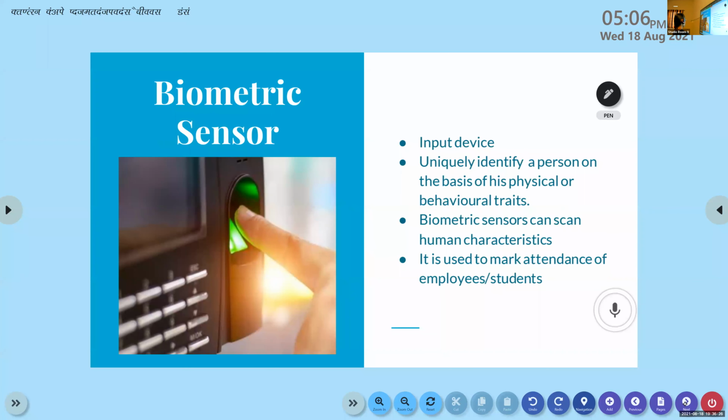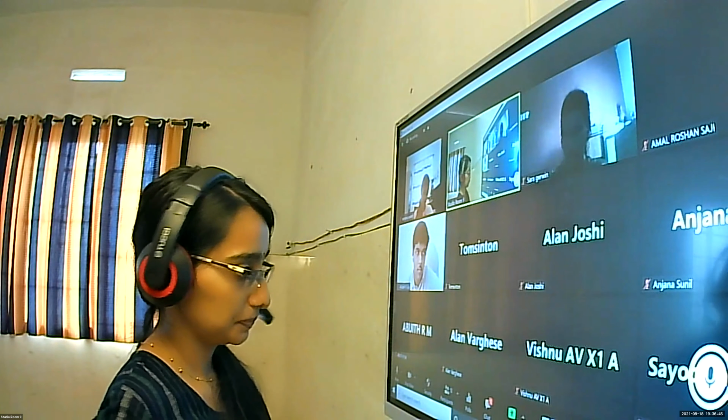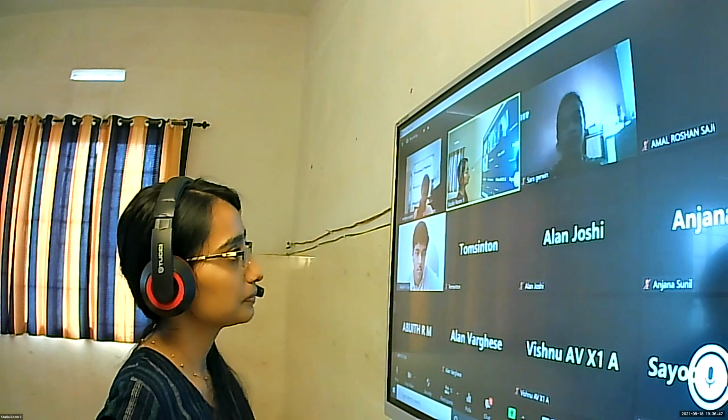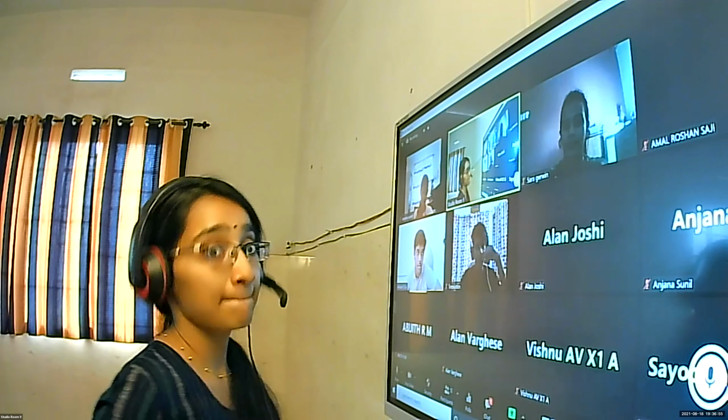What is this? Biometric sensor. What is a biometric sensor? Have you ever seen this? Yes, ma'am. Fingerprint scanner. Where? In hospitals, for staff in schools.